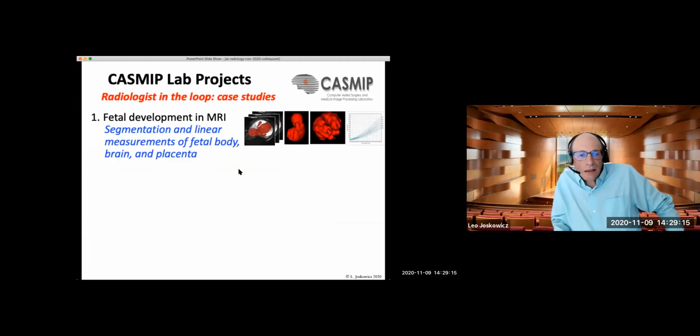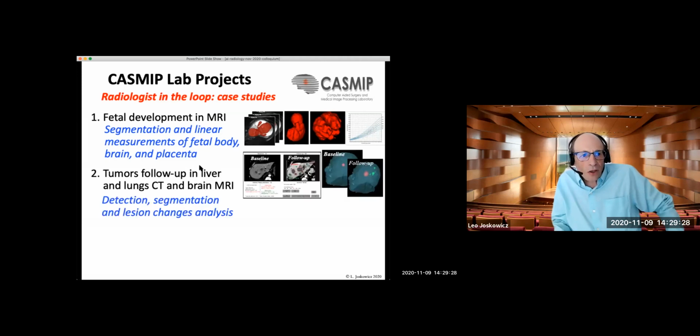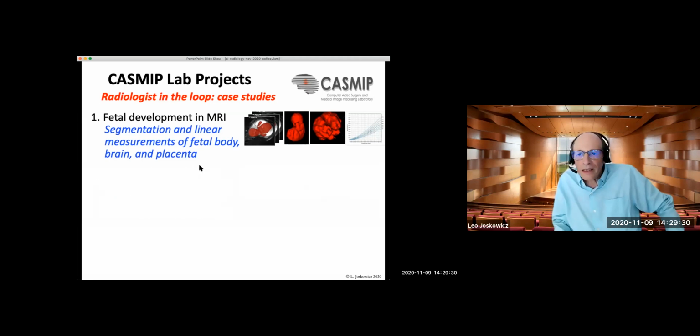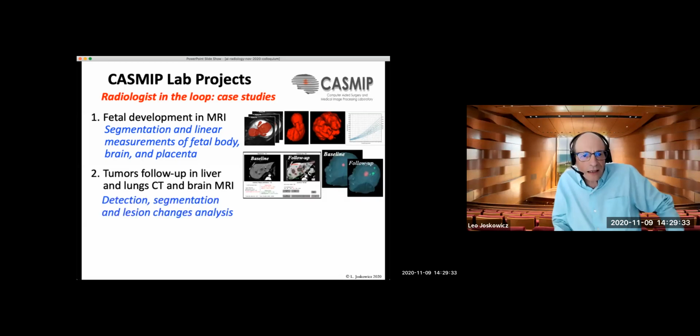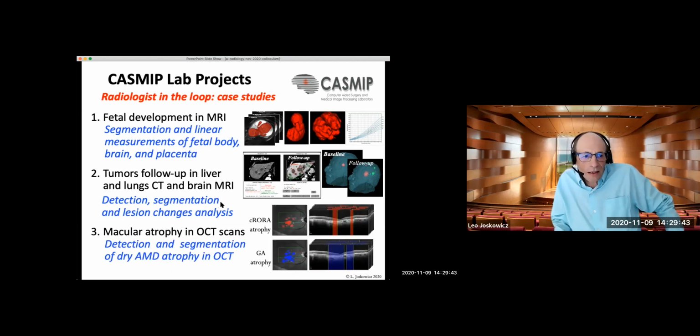So what we do in the lab is that we have developed a methodology to deal with this problem, to be able to deploy quickly different applications for different pathologies and parts of the body. The first one is fetal development in MRI, which I'll talk about in detail. I use it as a case study for doing that. But I will just mention quickly that we have other things such as tumor follow-up in the liver, lungs, and brain, and also in ophthalmology.